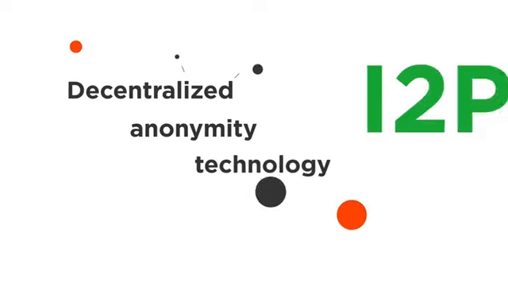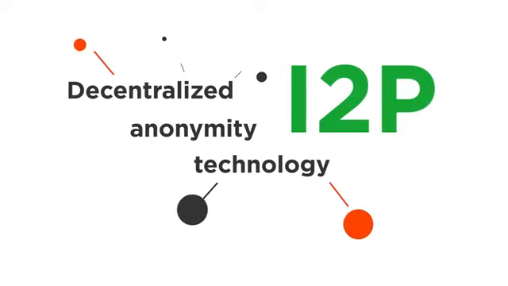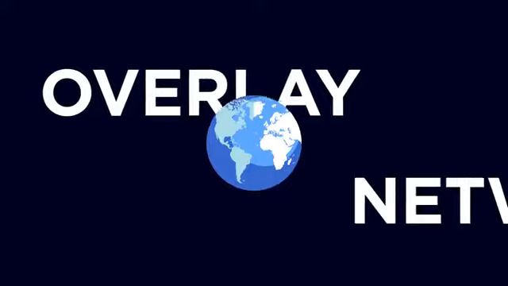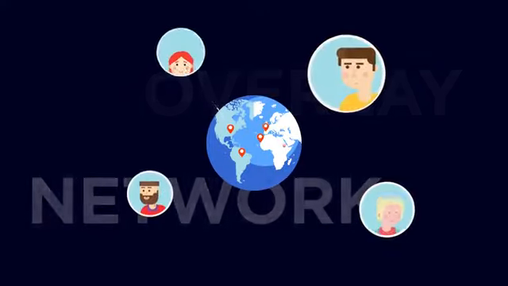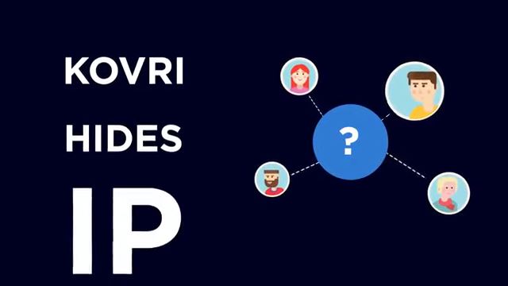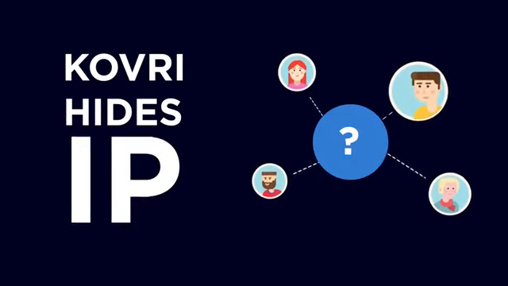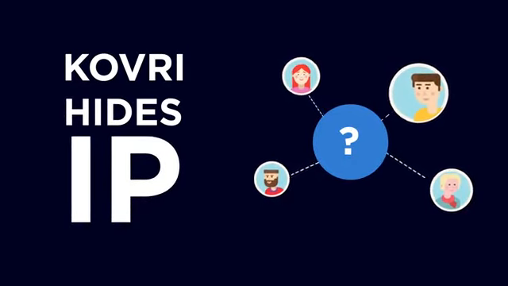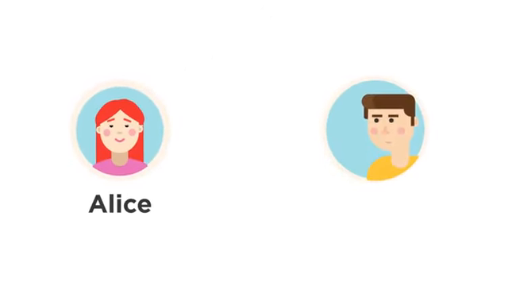Kovri is a free, decentralized anonymity technology based on I2P's open specifications. Kovri uses both encryption and sophisticated routing techniques to create a private overlay network across the internet. This protected overlay allows users to hide their geographical location and IP address. An IP address is like a home address for the internet, so this is quite sensitive information to say the least. Let's go through a few scenarios to see how this lightweight, security-focused software helps strengthen a user's privacy.